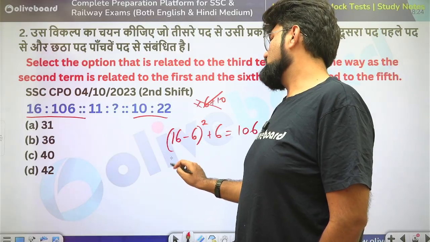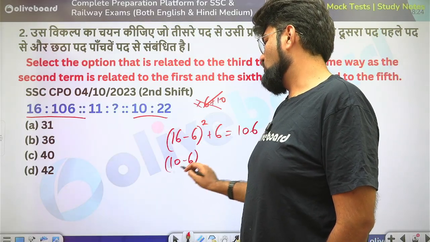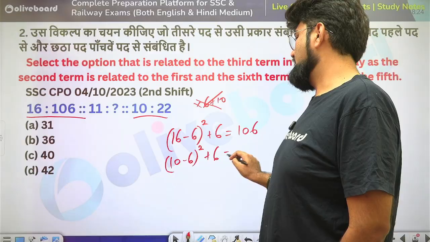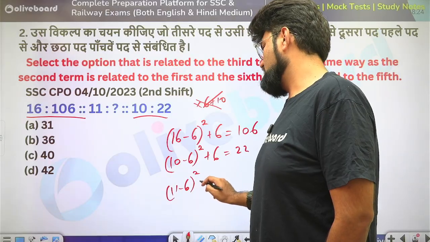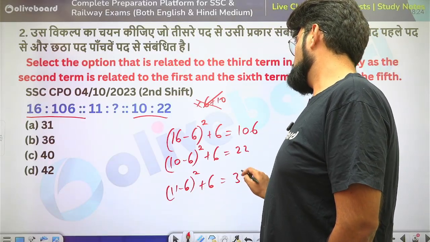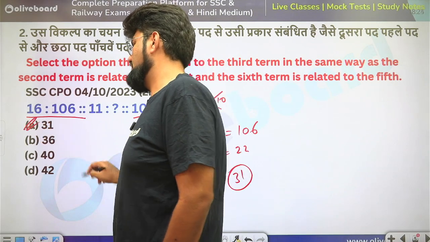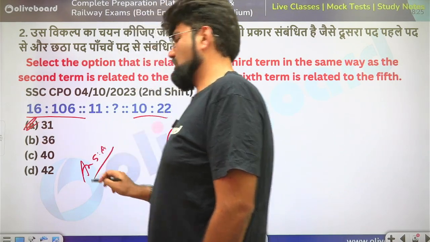Try this here. So 10, we are subtracting 6, that is 4. Square is 16 plus 6 is 22. It's working. So now applied here, 11 minus 6 is 5. 5 square is 25 plus 6 is 31. So my answer is 31. Option A. Got it?